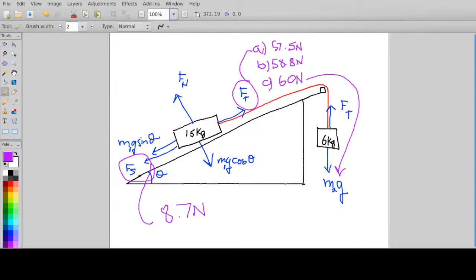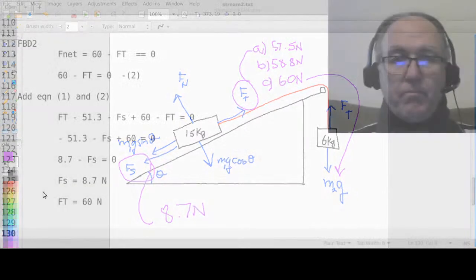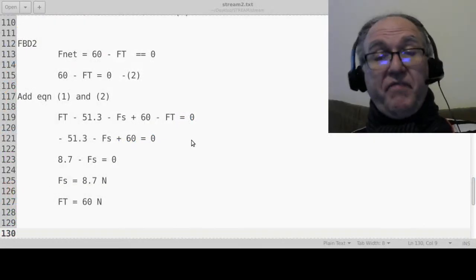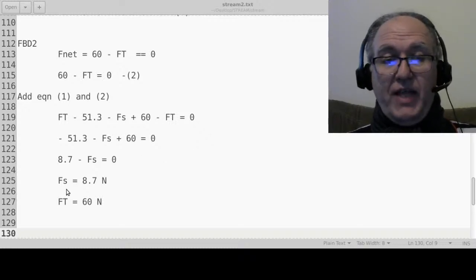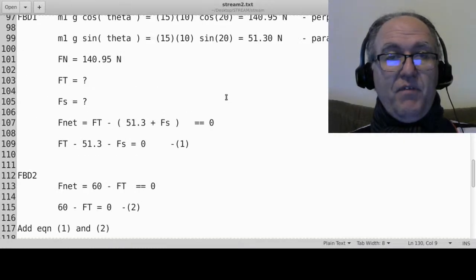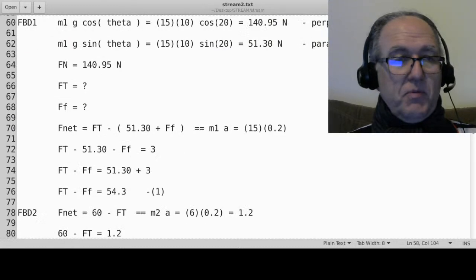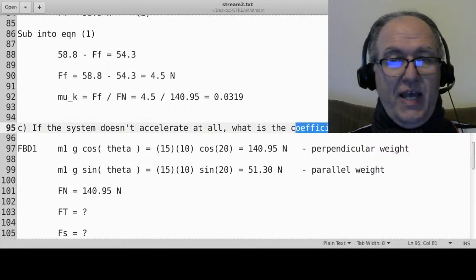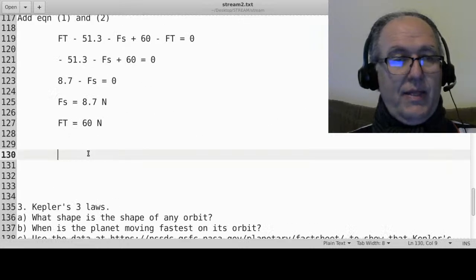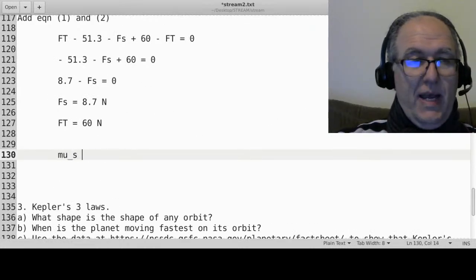Okay, so you could see how the tension actually changes depending on whether there's no friction, just enough to slow it down but not stop it, and then static, which actually stops it. Okay, so all right, we didn't quite finish the question. We have the force of static friction, it's 8.7, but if you go up here, what I asked for was the coefficient of part C, which was the coefficient of static friction, and that's given the symbol mu subscript s.